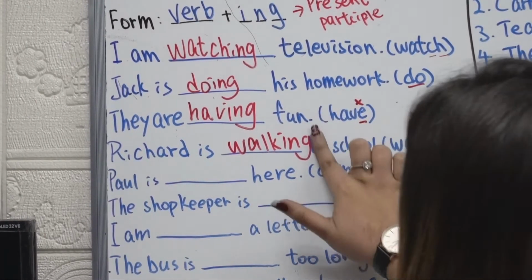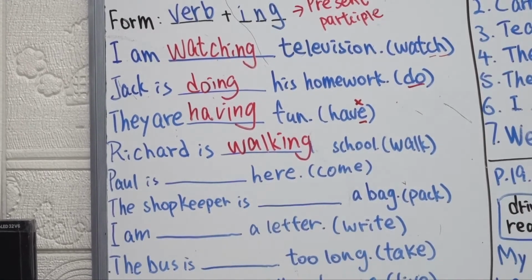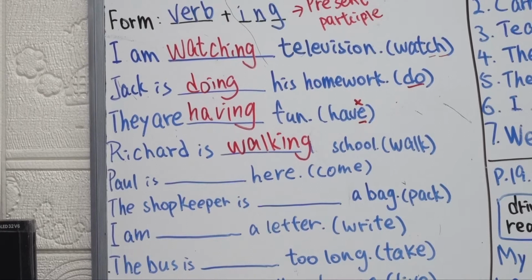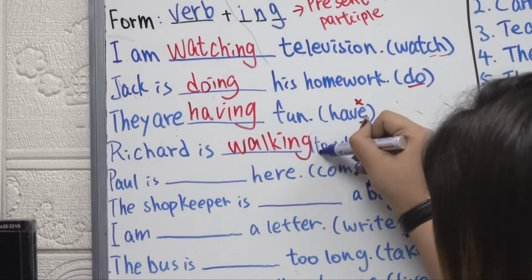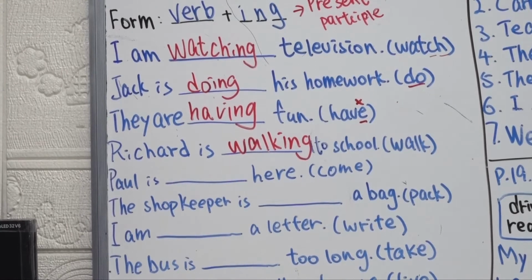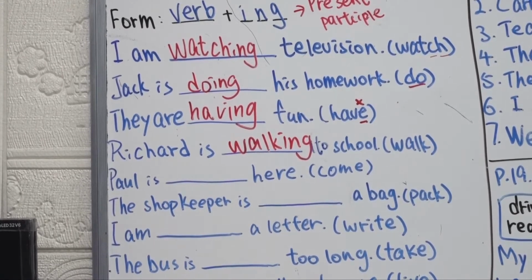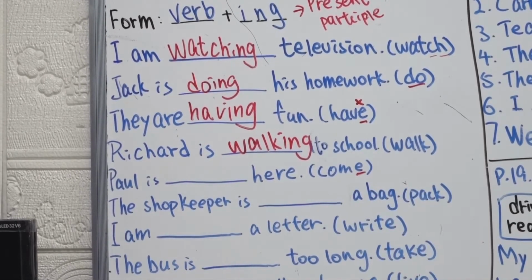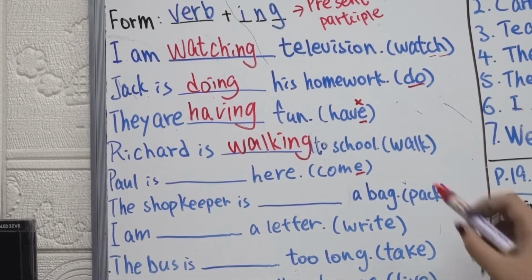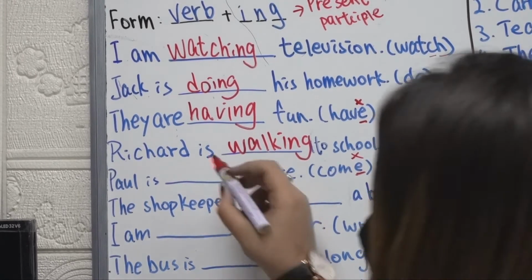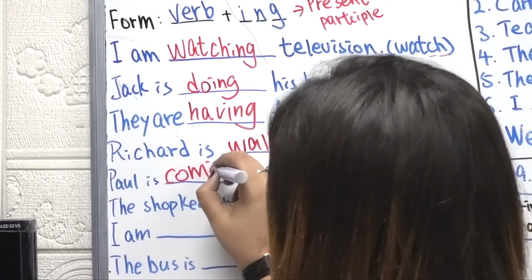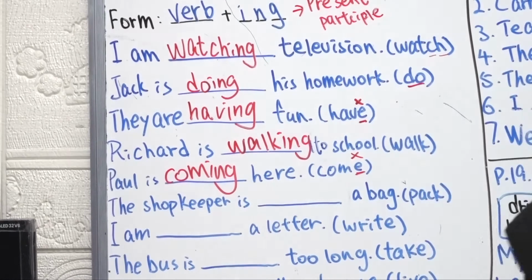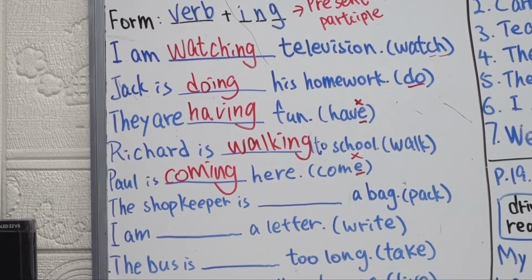Next one. Paul is what here? The verb here is come, right? So anything special? The letter E is at the end, right? So what do we have to do? All we have to do is cross out the E, alright? Cross out the letter E, and then we add ing. So come becomes coming. Paul is coming here. Okay, Paul is coming here.